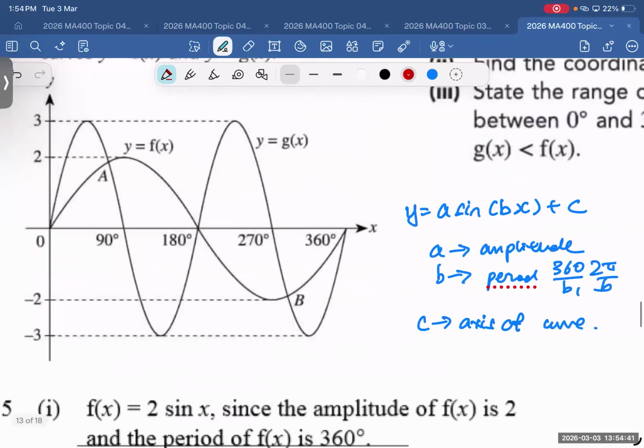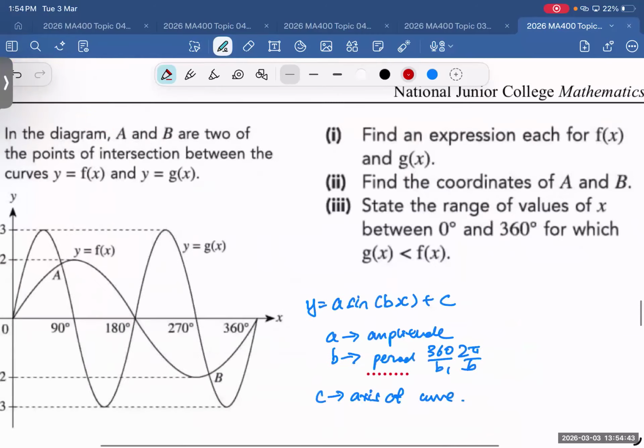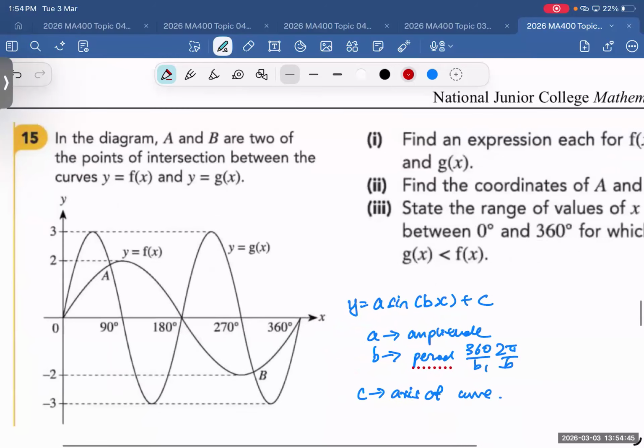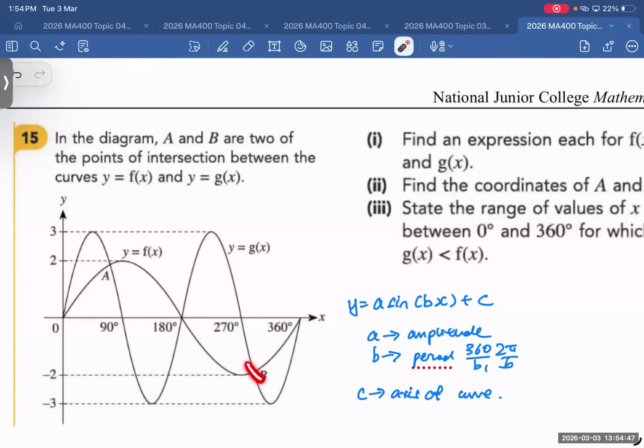Okay, after that, now what is g x? So how do I solve for a and b? Intersection points. There are actually 3 intersection points, but this one is quite obvious, it's 0, right? And 180. So you need to find these 2. How do I find these 2? Solve simultaneously.